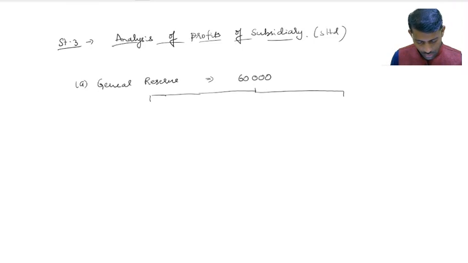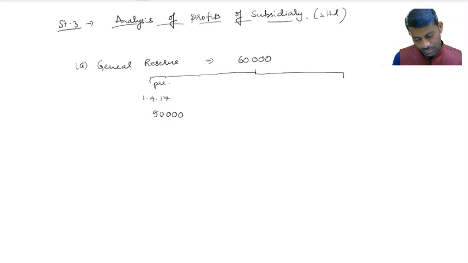Now, what was it on the date of acquisition, 1/4/17? It was 50,000, and closing balance is 60,000. You should not write like that. Less bonus issue, plus how much? Bonus issue 2 lakh into 1 by 4, which is 50,000.